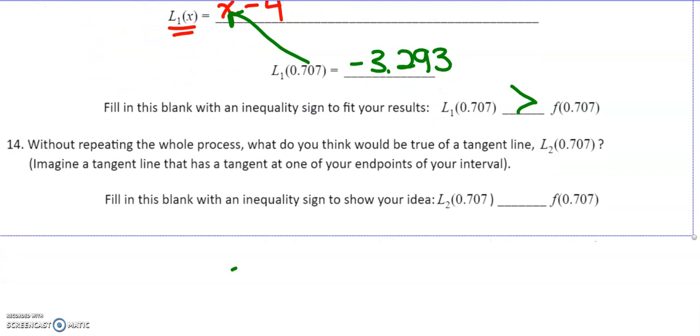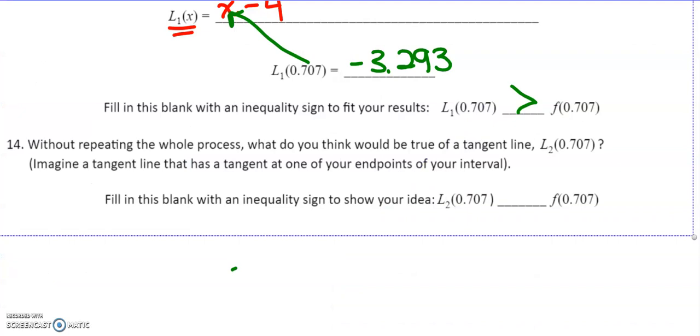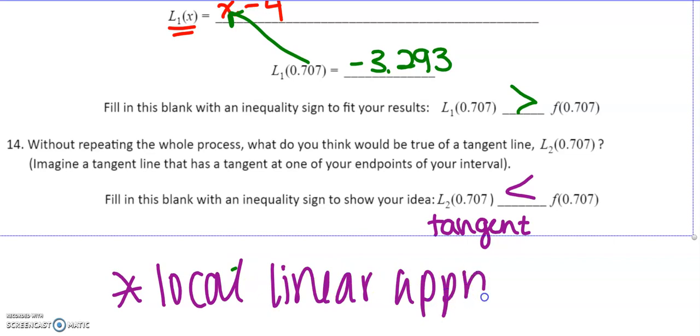Alright, so thinking about a tangent line. If I drew a tangent line here through A, or if I drew a tangent line here through my A plus h, those tangent lines are going to extend, and they're both going to end up being too low to estimate, in which case our tangent approximation is going to be less than our actual value. And this is something that's going to be important for us. We're going to use local linear approximation when you can't actually know what the function is doing at a specific point.